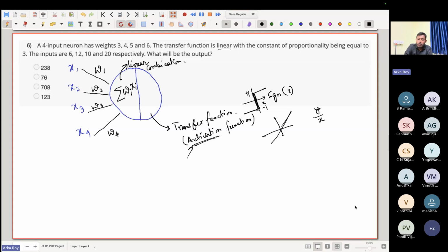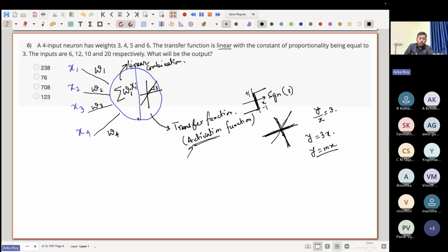Now the transfer function is linear and the proportionality constant is 3. So the proportionality constant is 3, and your y is equal to 3 into x. You can consider that it is an equation of a line, y equal to mx, and therefore this particular transfer function is a linear transfer function. In this question, they have stated that this is a linear transfer function with slope 3.